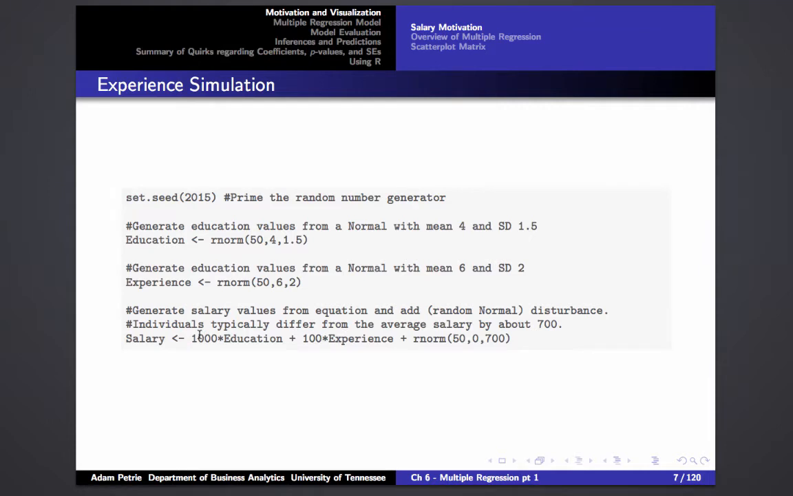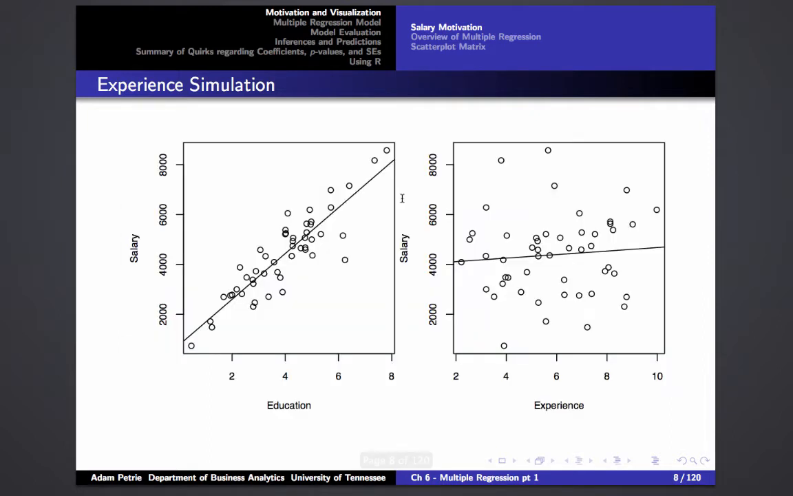All right, so we've generated our employees' educational and experience levels. We've designed what their salary is. We know that the truth is that the coefficient of education is 1,000, the coefficient of experience is 100, and individuals differ from the average by about 700 or so, the standard deviation of this normal.